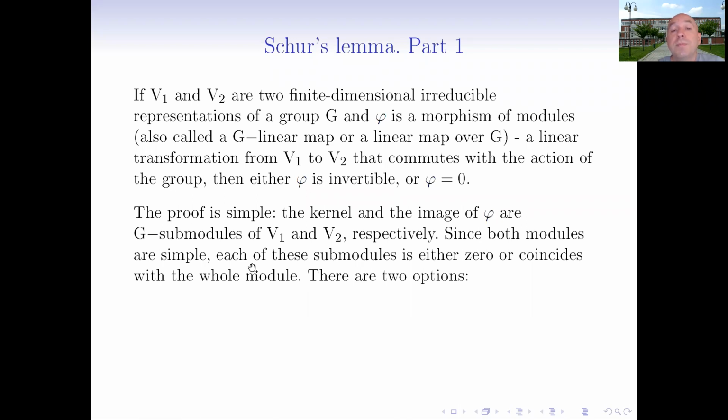Well, the proof is very simple. It's based upon the fact that the modules are simple. It means there are no strict submodules different from 0 and the module itself. And second, the kernel and the image of any morphism is a submodule. Let's take phi, a morphism from V1 to V2. Consider the image of phi. It must be a submodule inside V2.